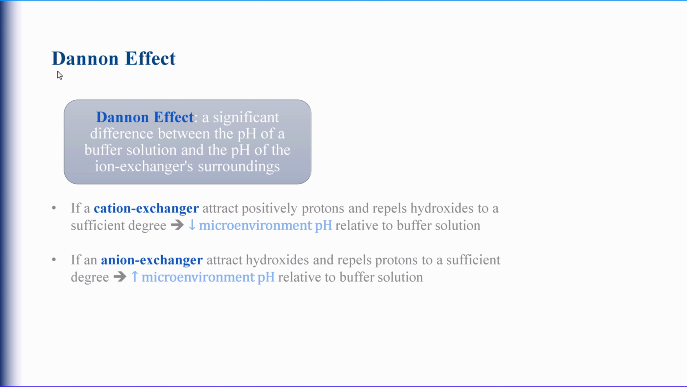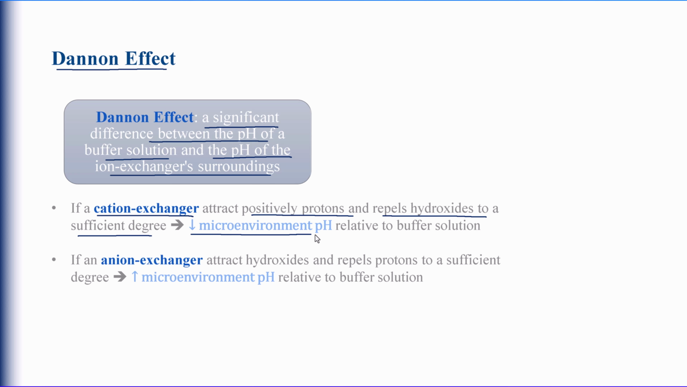There is an important effect called the Donnan effect. The Donnan effect is when you have a significant difference between the pH of a buffer solution and the pH of the ion exchanger surroundings. So if a cation exchanger attracts positively charged protons and repels hydroxides to a sufficient degree, then that decreases the microenvironment pH relative to buffer solutions. And if an anion exchanger attracts hydroxides and repels protons to a sufficient degree, then that increases the microenvironment pH relative to a buffer solution.